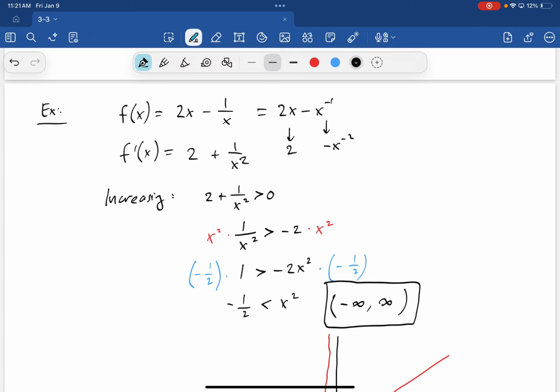Sure? Yeah, I think so. I don't really understand what you said, but I think so. 1 over x squared, right? Yeah, this is 1 over x squared.